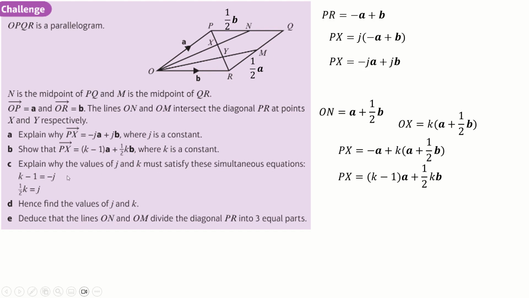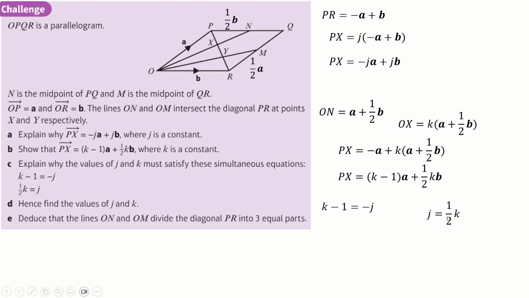Explain why we must satisfy these. Well, these two things, look here, they represent the same vector p to x. And so therefore, they're the same. And so therefore, the a's need to match the a part of the vector, and the b's need to match. This is what's called comparing coefficients. So therefore, because these are the same vector, that means minus j equals k minus 1, and j equals a half k, which is what they wanted here.